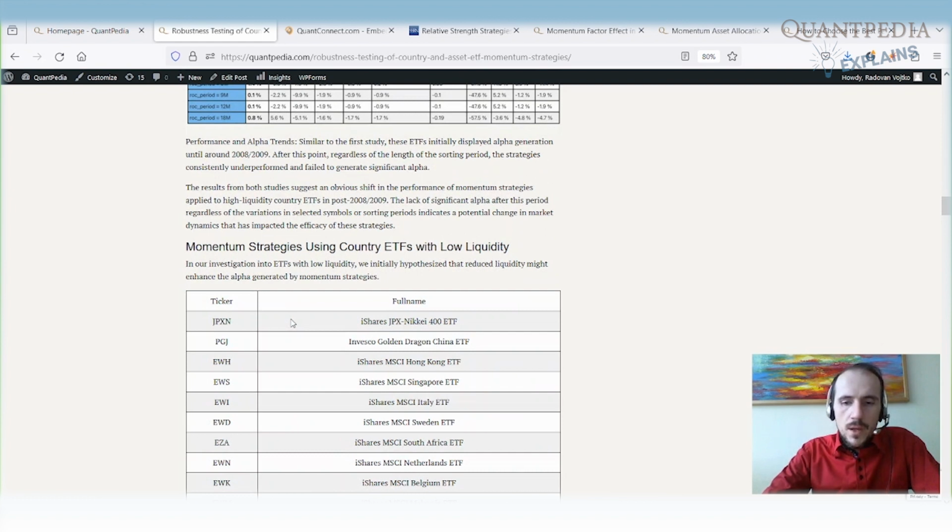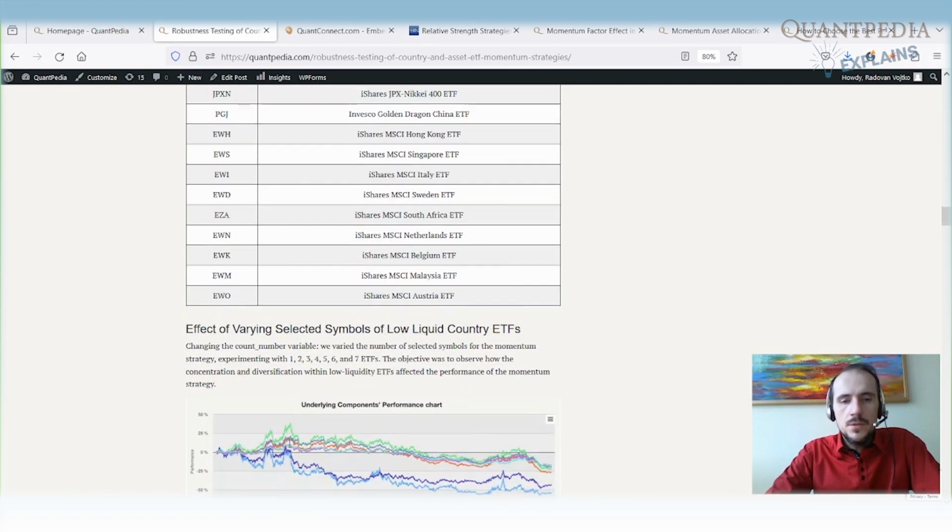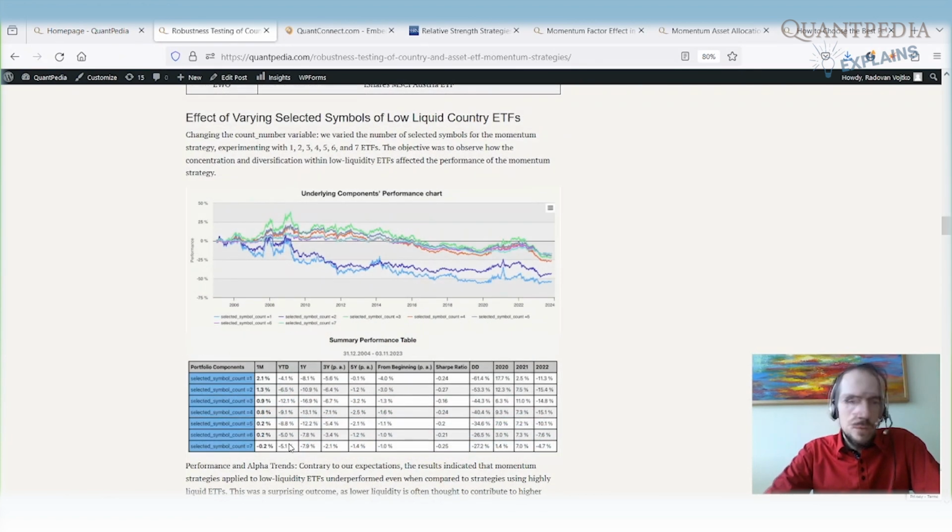Next, we tried to run the robustness test on ETFs with low liquidity. We had a hypothesis that when we change the investment universe to countries that have low liquidity, so small countries like, I don't know, Austria, Belgium, Netherlands, so the ETFs with small liquidity, the strategy will improve. Once again, it didn't happen. We still have negative performance against the benchmark.